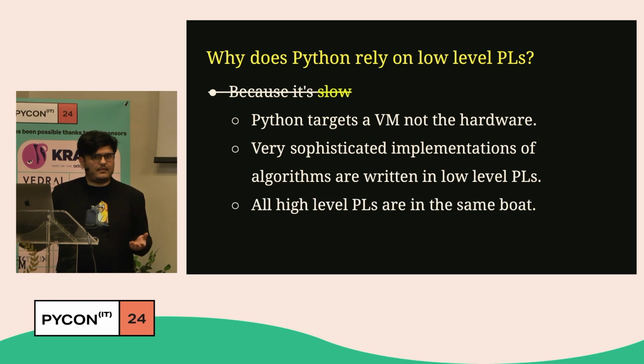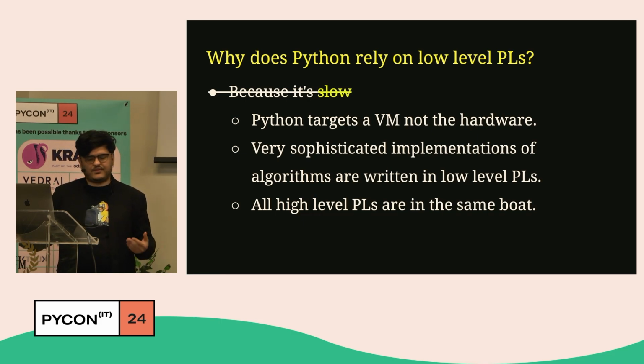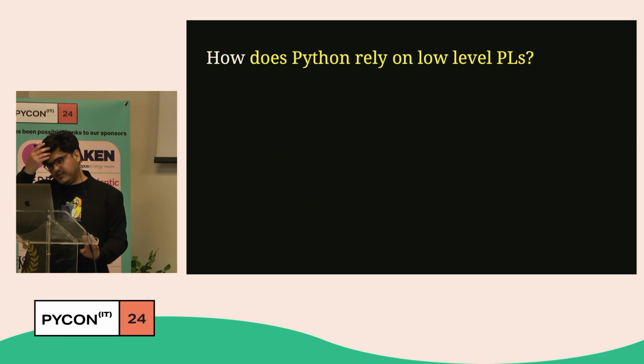And this is the same boat in which all high-level programming languages are. All high-level programming languages make it easy to do high-level stuff, not as easy to do lower-level stuff, and they all tend to rely on C and C++ mainly. But not only, there's also Rust, like in the previous talk, there's also Nim, and some others. Fortran, of course, also. In any case, so how does Python rely on low-level programming languages?